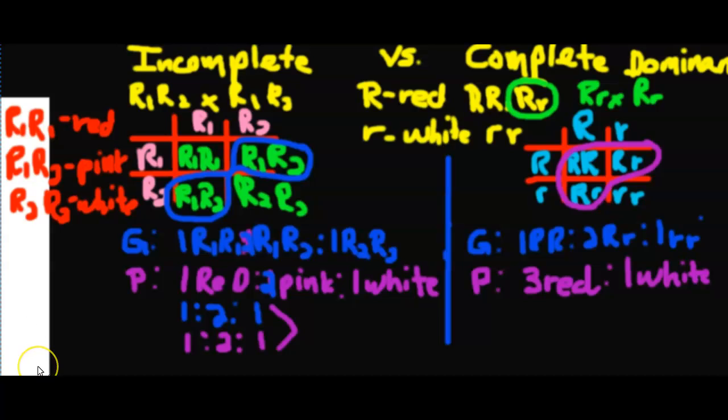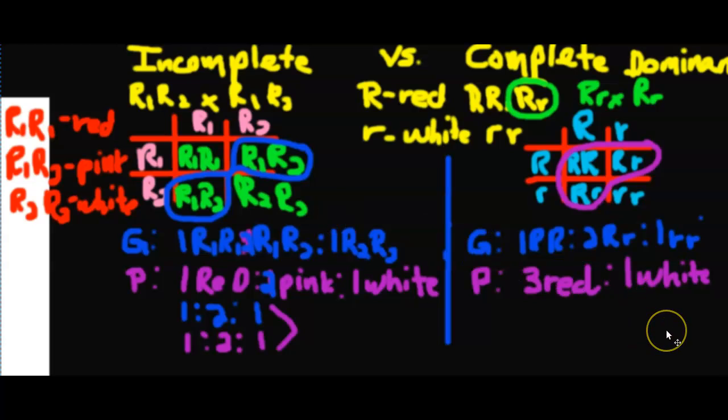And then we did a heterozygote cross. So right here, we did the heterozygote cross. And we came up with genotypic ratios and phenotypic ratios. With the incomplete dominance, our genotypic ratios and phenotypic ratios were the same. 1 to 2 to 1. Genotypic ratio, 1 R1R1, 2 R1R2s, 1 R2R2. 1 red, 2 pink, 1 white.